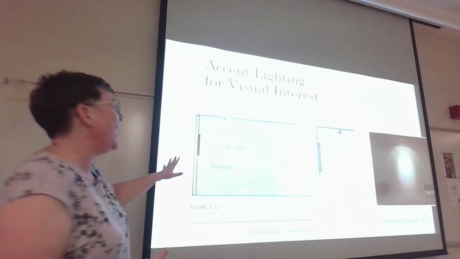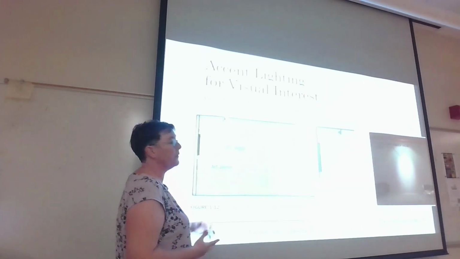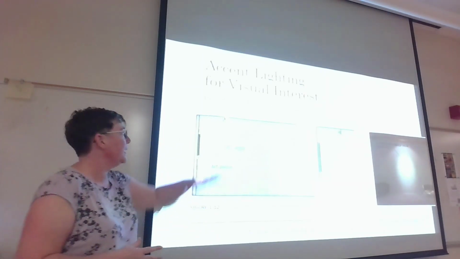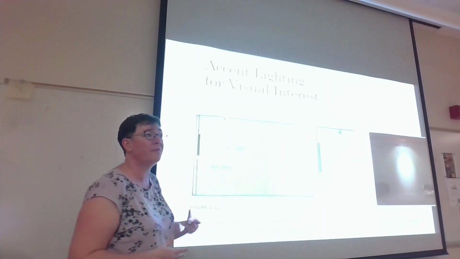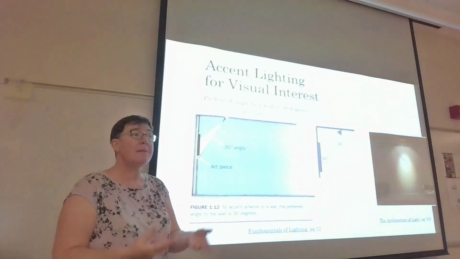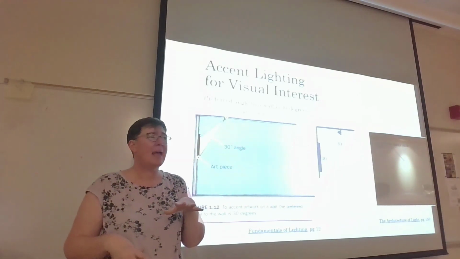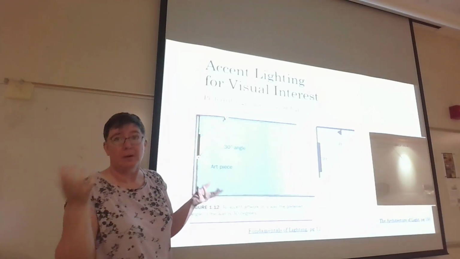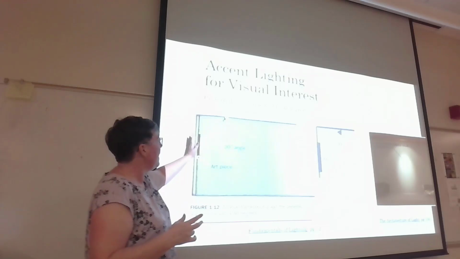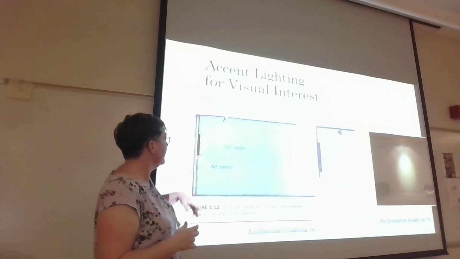A preferred angle to your artwork is roughly 30 degrees. If you put your light source too close, you're going to wash across the front of your artwork. That might be good if what you're trying to do is show texture, but probably not. Depending on exactly what your artwork is, it's better to bring it out a little bit. So you get about 30 degrees.